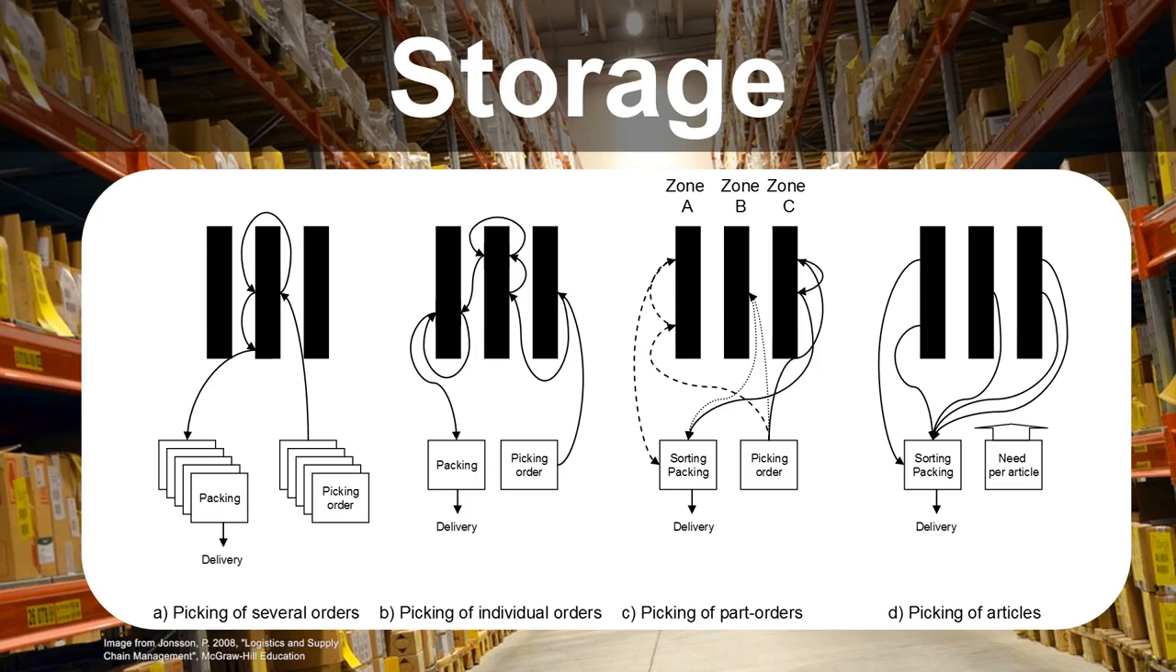Now, when we retrieve items from a storage, we have 4 distinct principles that we can use when we do this. The first one is when we take several orders. If we have few order items per order, you can have each picker take several orders and then go and pick them at the same time in the warehouse. Of course, they need to keep track of each individual order, for instance. If you have a large number of items per order, you may want to pick the orders individually.